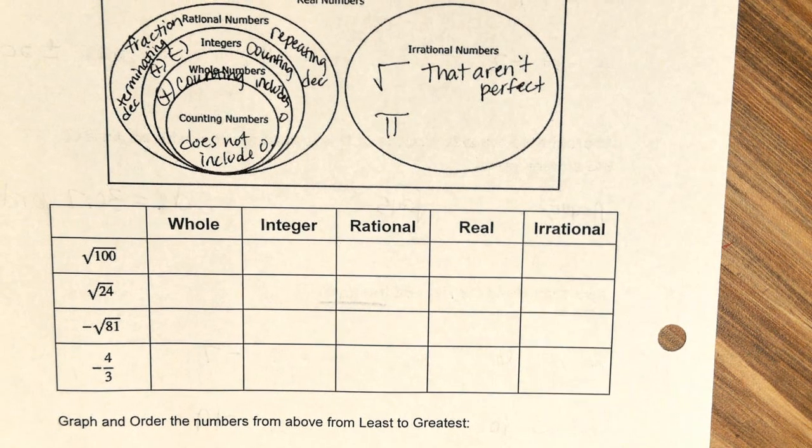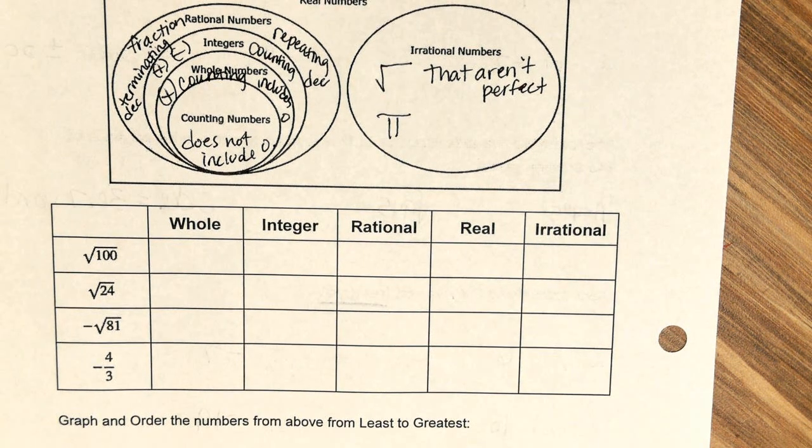Now, listen to me. If you check rational, you better not check what? Irrational. They cannot be rational and irrational at the same time. What are every single one going to have checked? They're all real. So let's do it together.